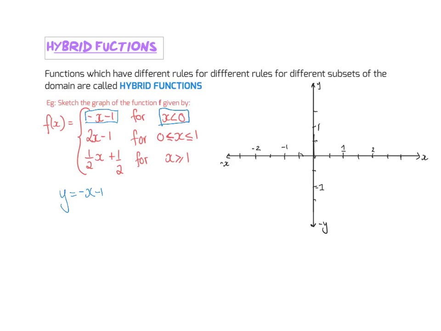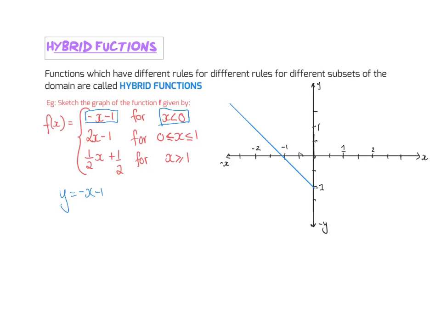So if I was to draw that on my set of axes, this has a negative gradient, and the y-intercept is -1 and the x-intercept is -1. But I'm not going to go past any number when x is past 0. So you would see it come all the way down, but when I get to this point, x is 0, so I'm going to stop. Because at that point, we're going to have the next rule.